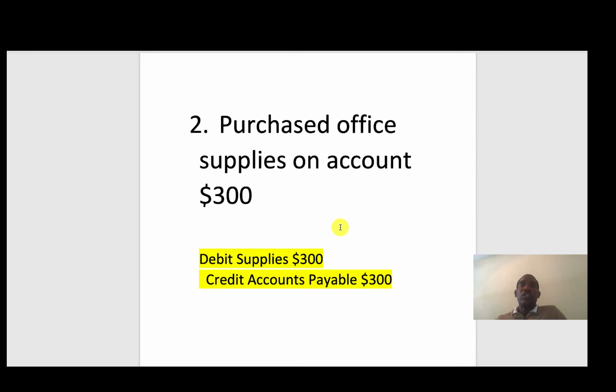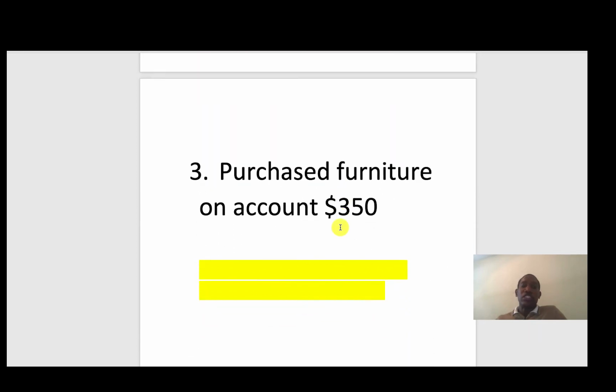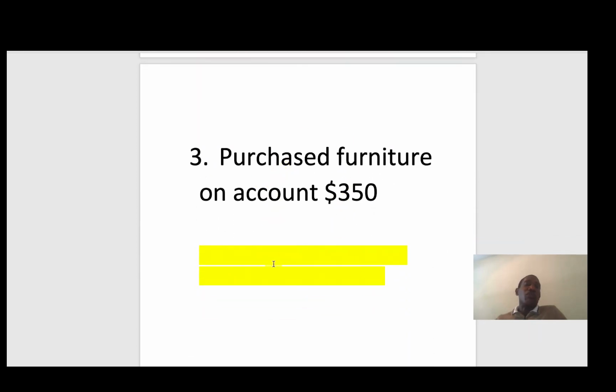So as we go through these, when I pull up the entry, stop, see if you can figure it out, and then watch the answer, right? You've got to practice these. That's the only way you're going to get good at it. Okay, so you purchased furniture on account. When you see on account here, that means on credit, so you know that's accounts payable. And what did you purchase?